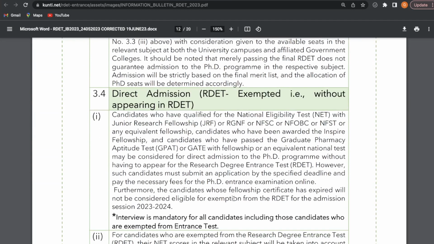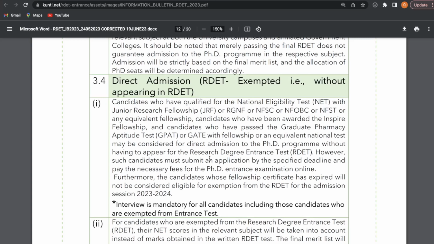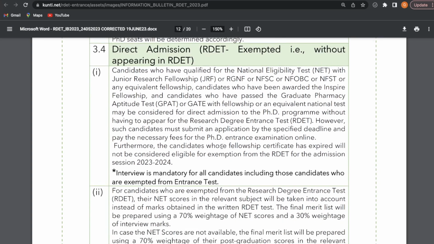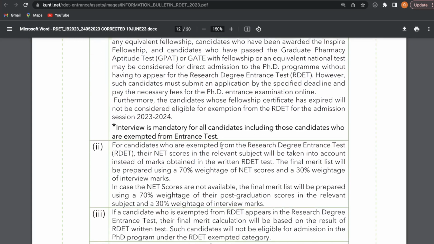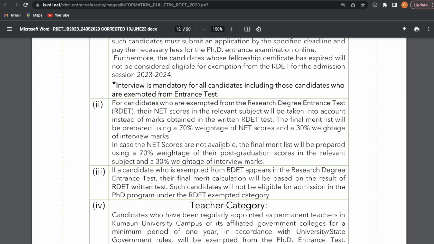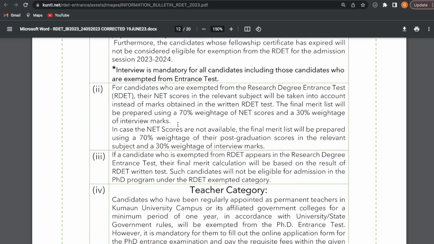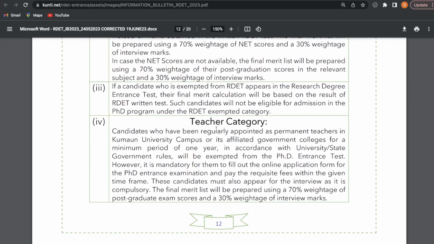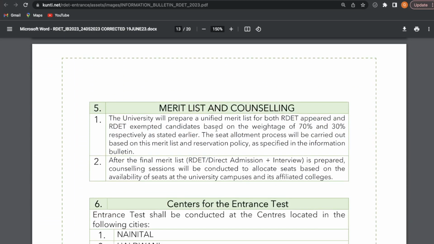Now, who will be the direct ones? If you are having any type of national eligibility test, national level examination, JRF, RGNF, NFSC, NFOBC, NFST, any equivalent fellowship, you will be exempted. GATE, GPAT, any other examination, including Inspire Fellowship, then you will be exempted. You will be directly called for the interview. And this is the basic thing. And I guess you know each and everything about this. So weightage will be given to the JRF, and NET will also be given a weightage according to this. If you are a teacher from the same university, then again you are exempted.